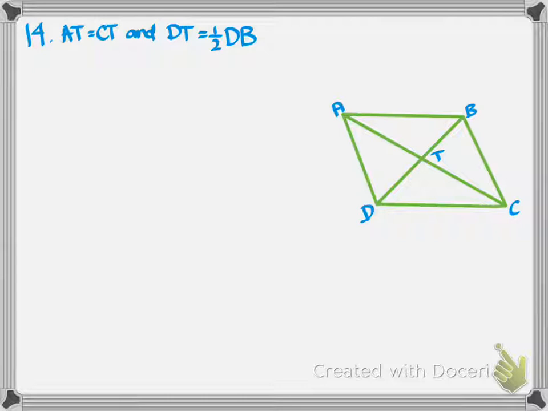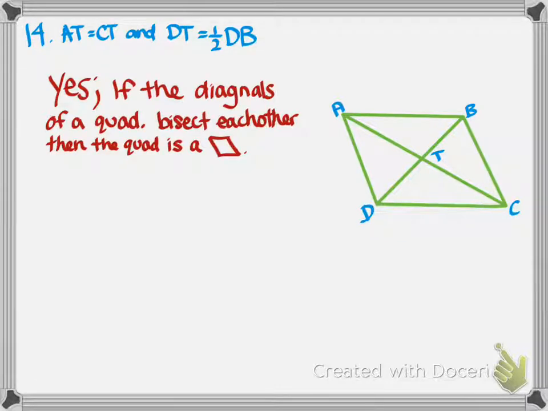So AT equals CT and DT equals half of DB. So yes, once again, we can deduce that this quadrilateral is a parallelogram because if the diagonals of a quadrilateral bisect each other, then the quadrilateral is a parallelogram. So because these two bisect each other, that means that the quadrilateral is in fact a parallelogram.